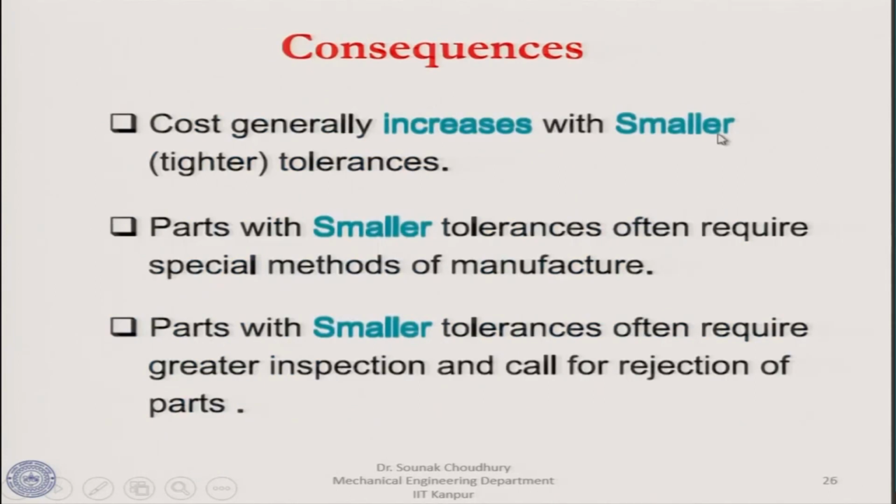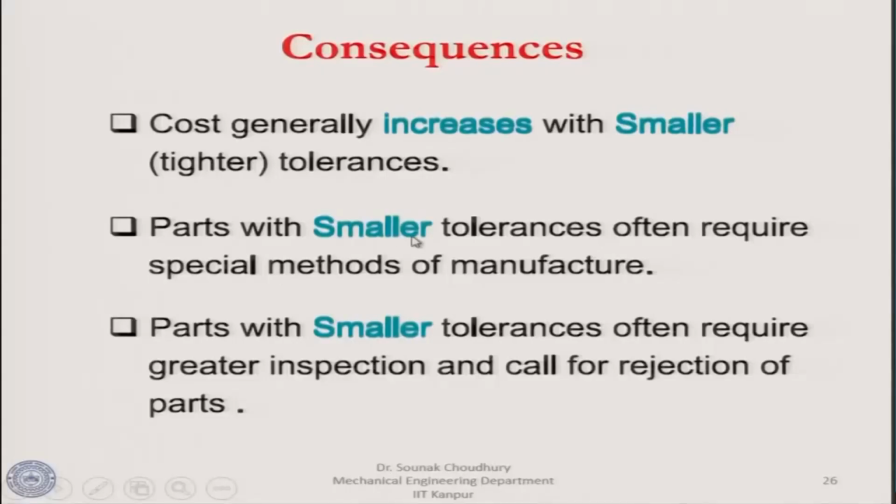Cost generally increases with smaller tolerances, because if it is a very tight tolerance, let us say 0.0001, you cannot really get it within that fine tolerance, and if you have to get it, then the machine has to be very accurate. So, the cost of the product will be very high. Parts with smaller tolerance, also called tight tolerance, often require special methods of manufacture, and often require greater inspection and call for rejection of parts.